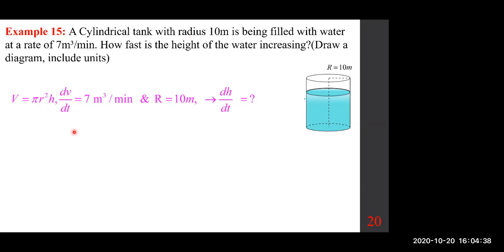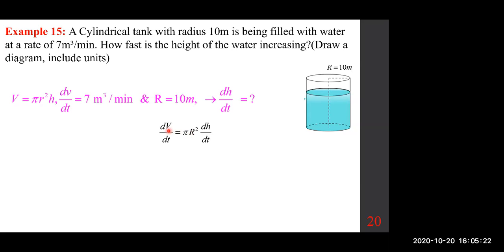So dV/dt, it's being filled. dV/dt is 7 cubic meters per minute. R is fixed at 10, and dh/dt is missing. Because R is not changing, you can replace this, class. I'm writing the formula in general. This R is the same one. So you plug it in. Please understand R is fixed. You can differentiate or you can replace it and differentiate it. Either way is fine. R is not going anywhere.